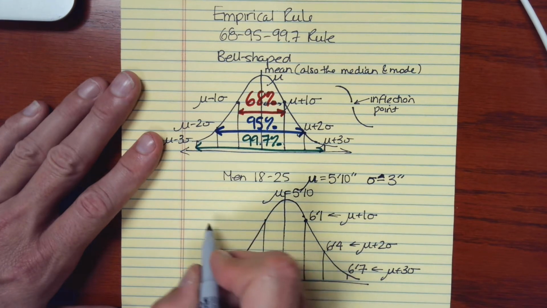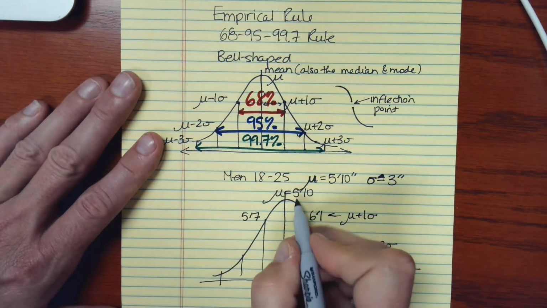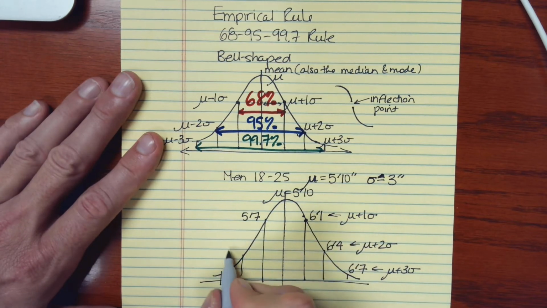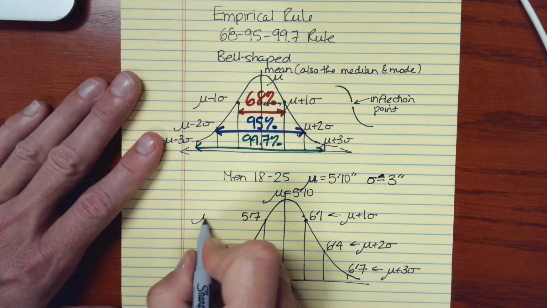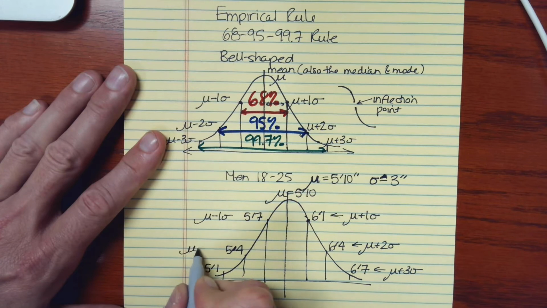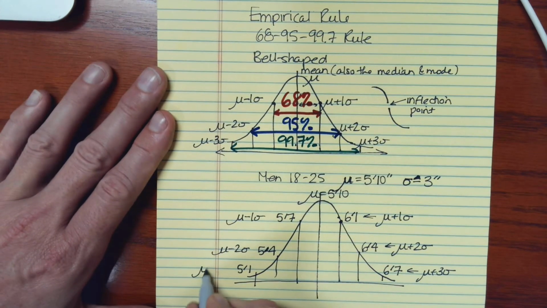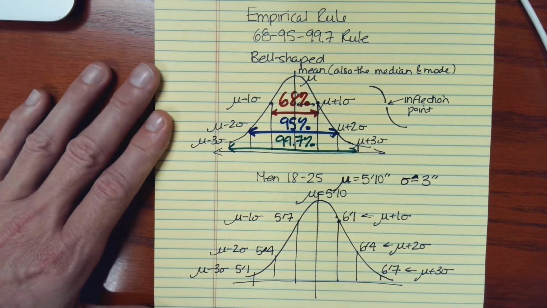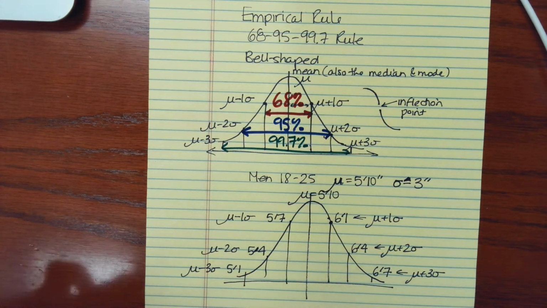On the other side, if I subtract 3 inches, that would be 5'7". So 5'10", take away 3 inches, this would be 5'4" and 5'1". This is the mean minus a standard deviation, the mean minus 2 standard deviations, and finally the mean minus 3 standard deviations. So what does the empirical rule tell us about the distribution of heights of men?